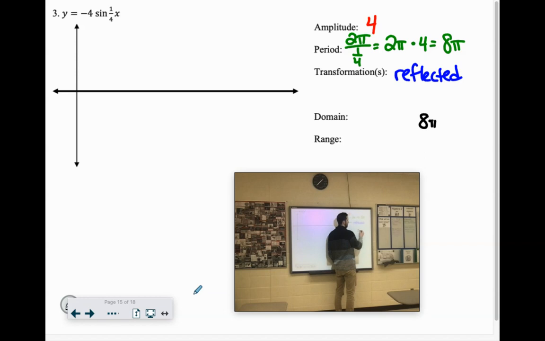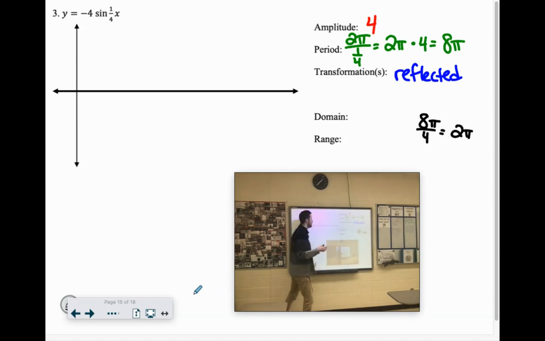So if we just took one full cycle and divided by 4, that means our graph is going to change every 2 pi units. So we could say this will be 2 pi, 4 pi, 6 pi, 8 pi. That'll show one complete cycle, but we can keep it going. 10 pi, 12 pi, 14 pi. This can go on forever.